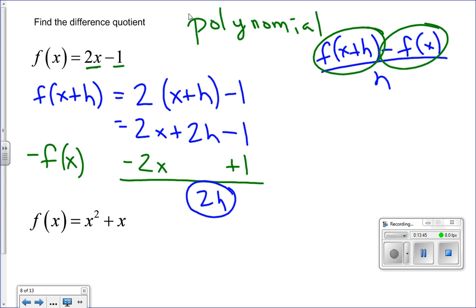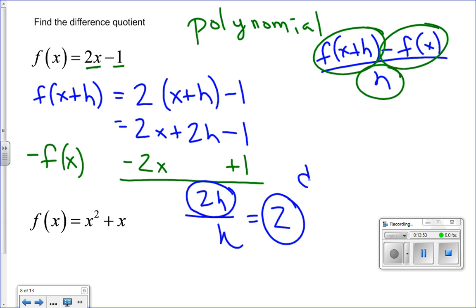I still have to do one more thing. I've got to divide by the h. So let's do that. If I divide this by the h, I'll get 2, and that is my difference quotient. Not surprising here, we get the slope. The slope of this line is 2, and that's exactly what we found.